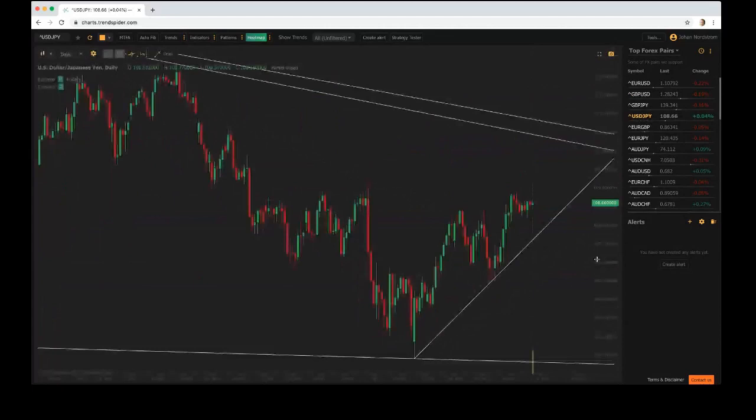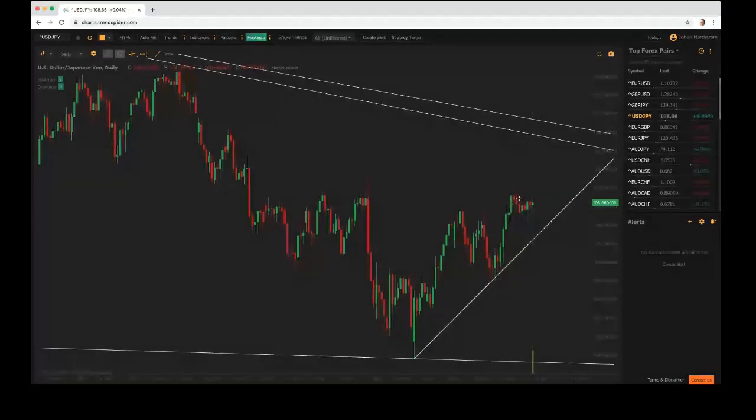USD JPY, we have this high here, which we're at right now, and we have downward sloping trend lines here and upward sloping here. So this looks like it's still consolidating. We're right at this high, so I wouldn't classify this as bullish as Euro USD and GBP USD. So this is not as good a buy scenario as Euro USD and GBP USD.